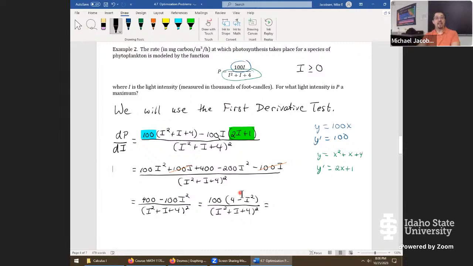Finally, we need to factor that one portion, and the first derivative becomes 100 times 2 minus I times 2 plus I, divided by I squared plus I plus 4, quantity squared. Well, we did it, folks. That's the first step, halfway done. We still need a critical number, but we said we were going to do the first derivative and then call it a night. Any questions at all, folks, on getting through that first derivative?